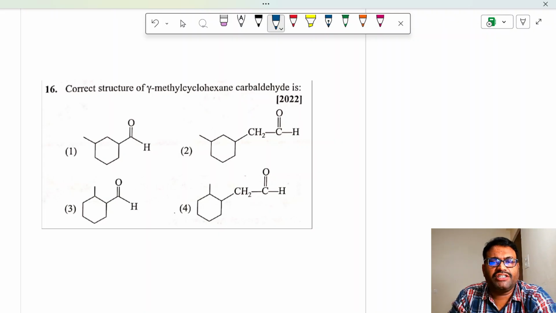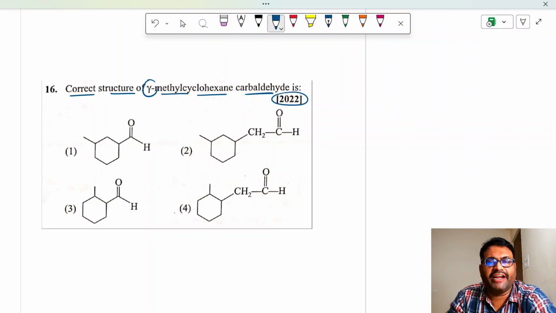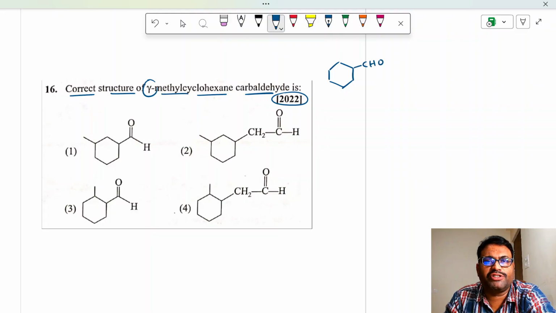The next question, asked in 2022: the correct structure of gamma methyl cyclohexane carbaldehyde. We have learnt that whenever a carbon containing functional group is attached to a ring, it will have some special names. It will not have a normal IUPAC name. What will be the name of this compound?